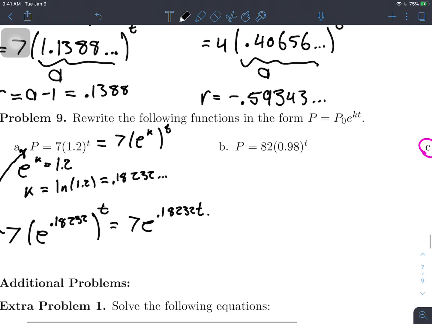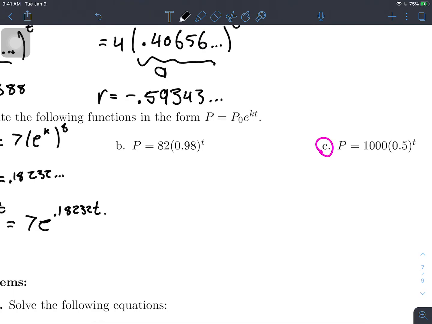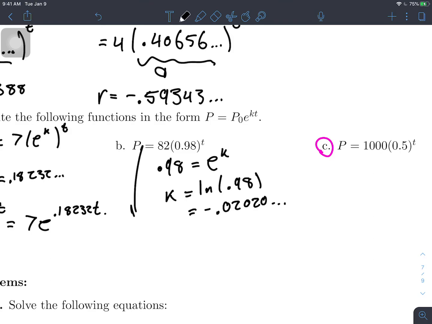Let's do B, and then I'll leave C for you guys. So in this one, we want to rewrite 0.98 as e to the power k. This means that k should be equal to ln of 0.98. And that is equal to something like negative 0.0202020... So if I want to rewrite our original equation, we can write P equals 82. P naught stays the same.